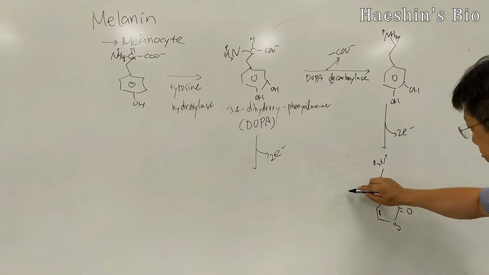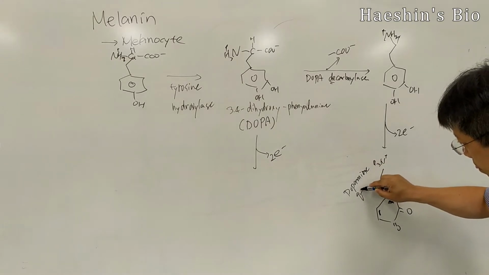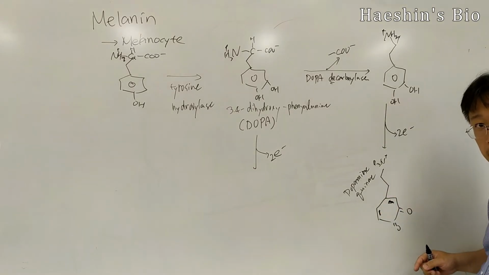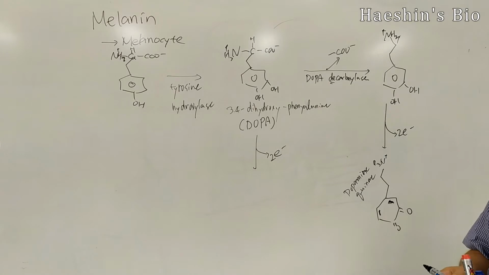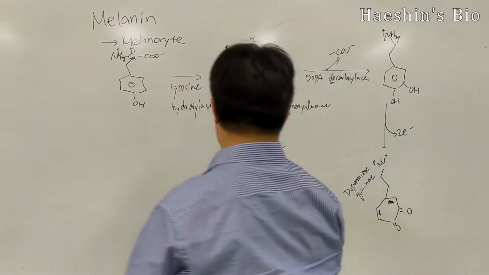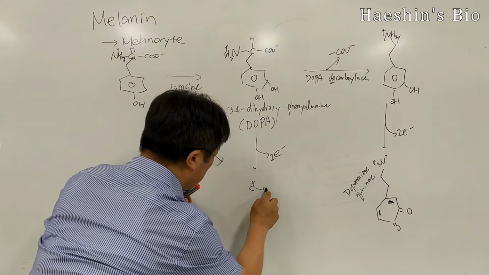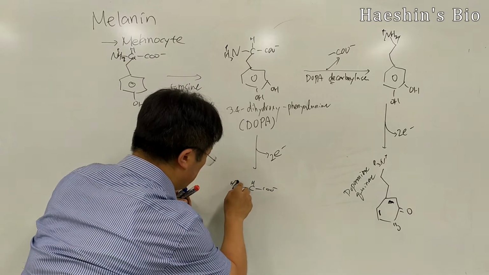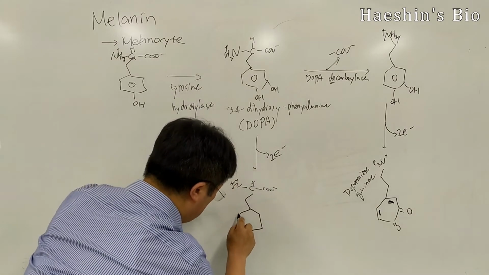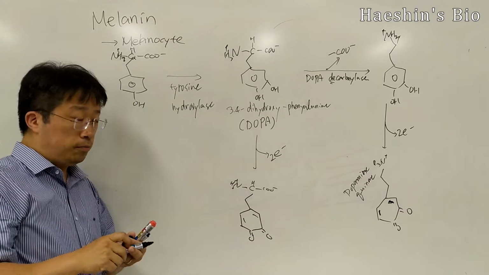This is dopamine quinone. Quinone is what? C double bond O. That is how we call them quinone. So this is dopamine quinone. So it's similar to dopaquinone. So dopaquinone is, right, and then got this. So this is dopaquinone.